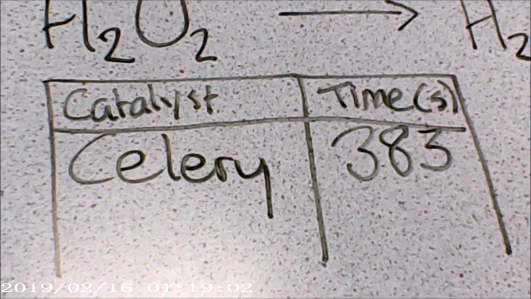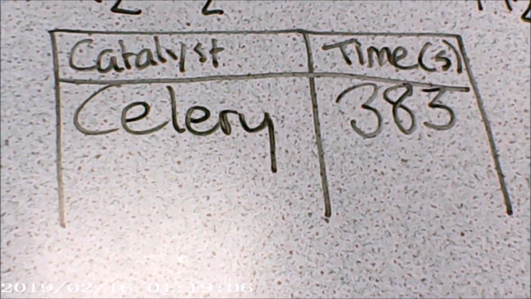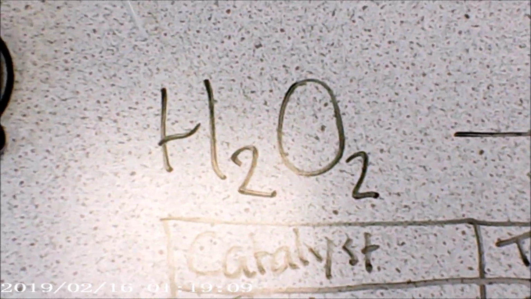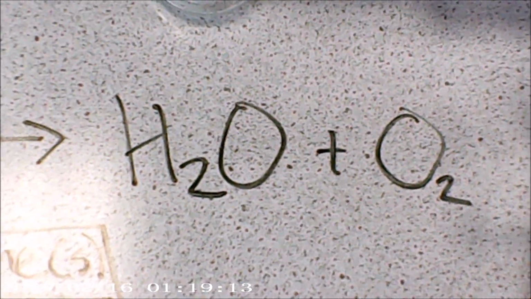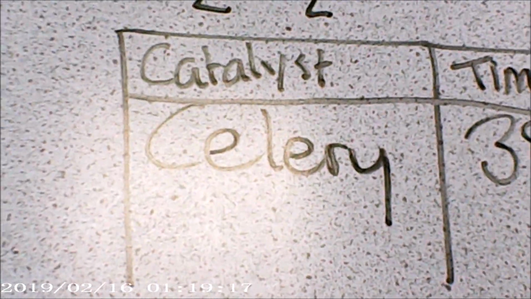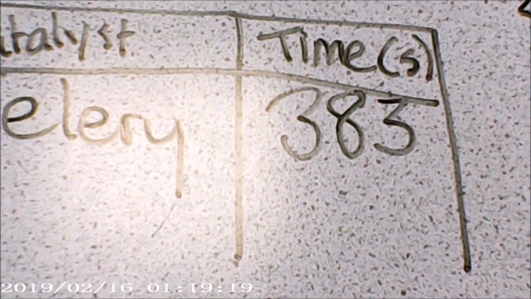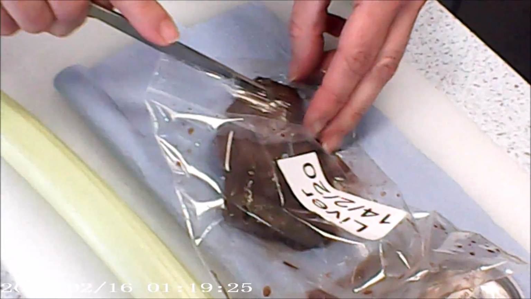Okay, so I've made a very simple table. You do not need to copy this table. It's just to put our results on. So this is the formula, if you want to know, for hydrogen peroxide. And this is making water and oxygen. We've done our first one, which is celery. It took about 383 seconds.